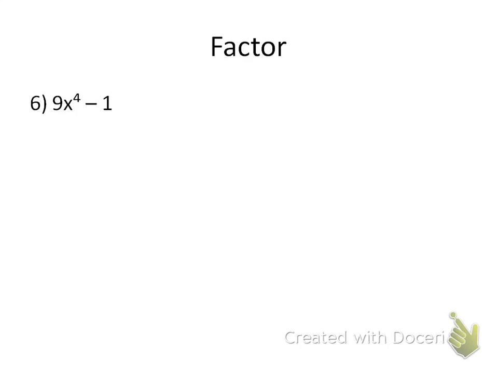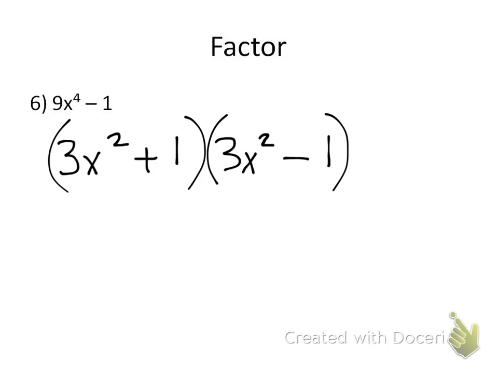All right, here's our next one. All right, so what would go on the front? 3x squared and 3x squared. Good. What goes in the back? 1 and 1. One gets a plus sign, one gets a minus sign. We're done. Yes, like I said, these are a piece of cake. Questions?